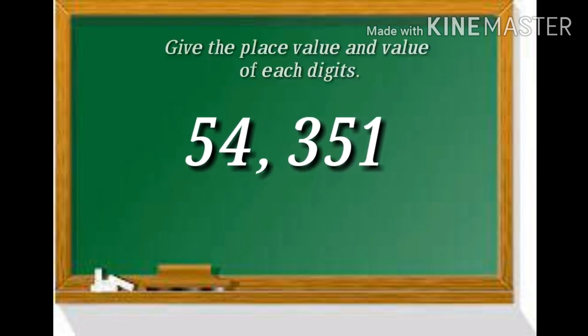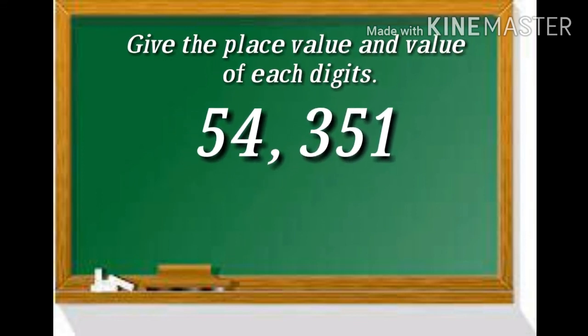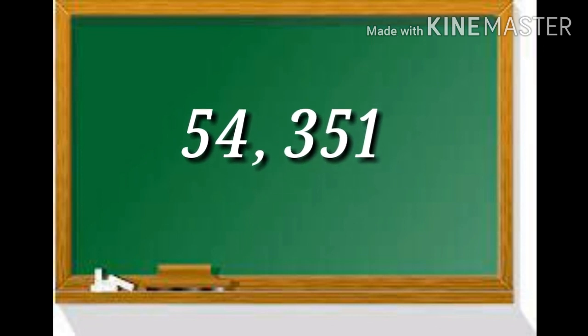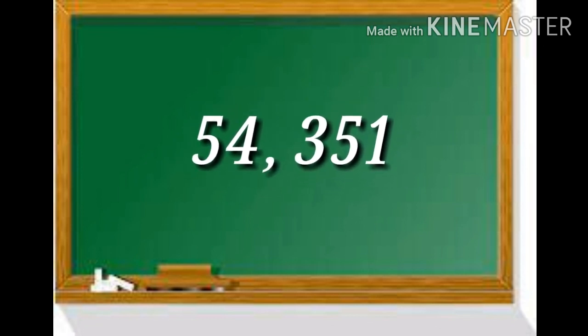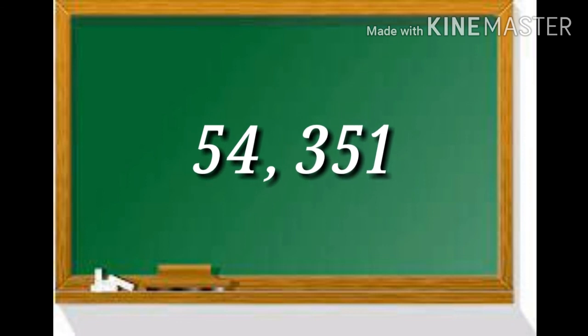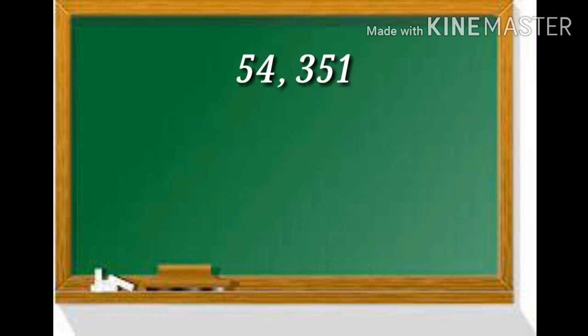To sum up what you have learned today, try to answer the following number, 54,351. Give the place value and value of each digit. And then, let's check your answer.